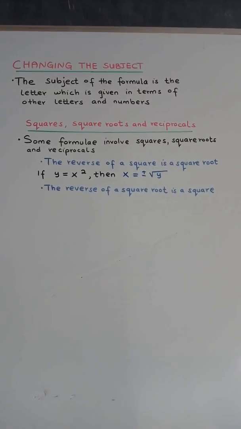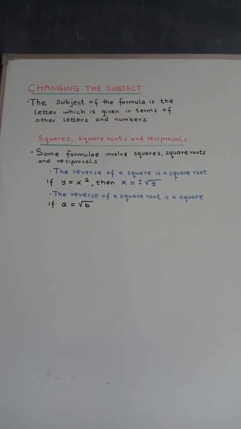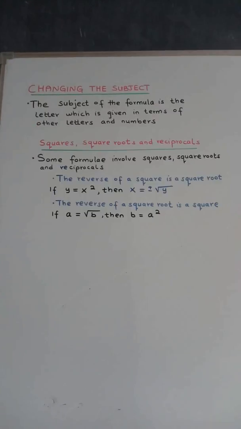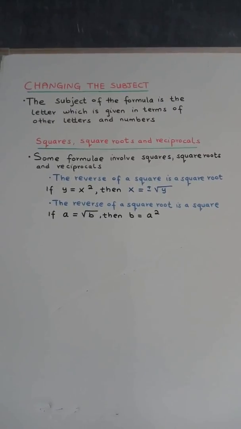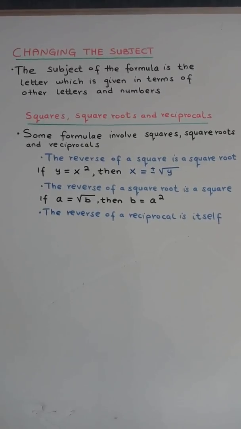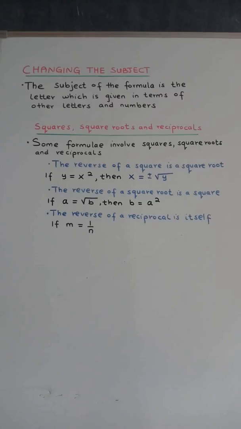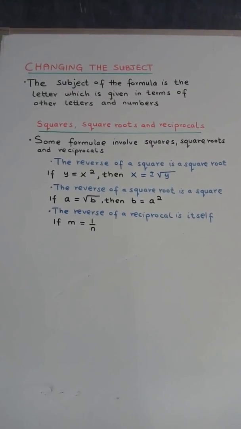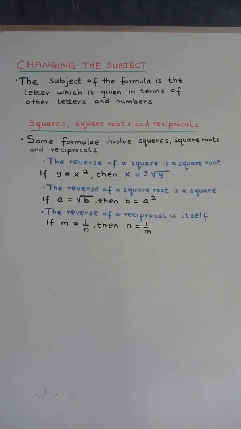The reverse of a square root is a square. If a is equal to the square root of b, then b is equal to a squared. The reverse of a reciprocal is itself. If m is equal to 1 over n, then n is equal to 1 over m.